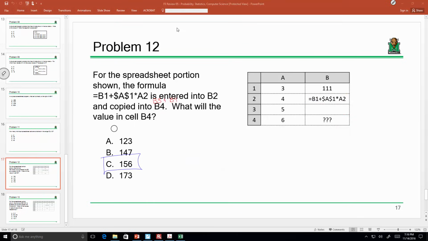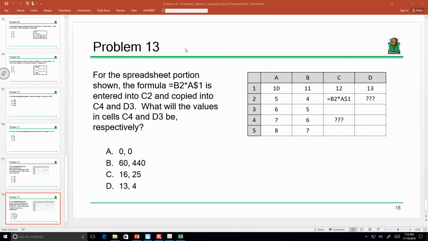All right. Now the next one, we have the following data. We have a formula that is typed into C2, and this one is correct. It's copied into that cell and it's copied into that cell. What are the values in those cells going to be? Let's start off with the bottom one. First off, if I copy that down, it's going to be D2 times what?